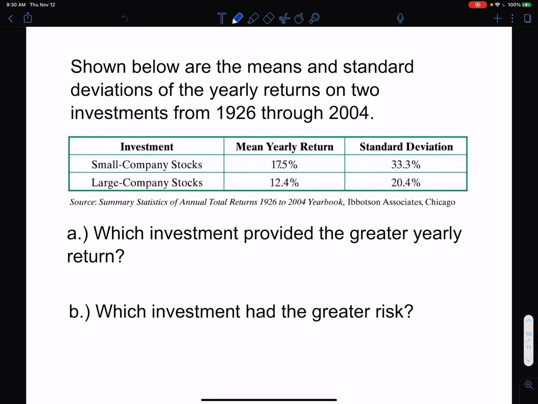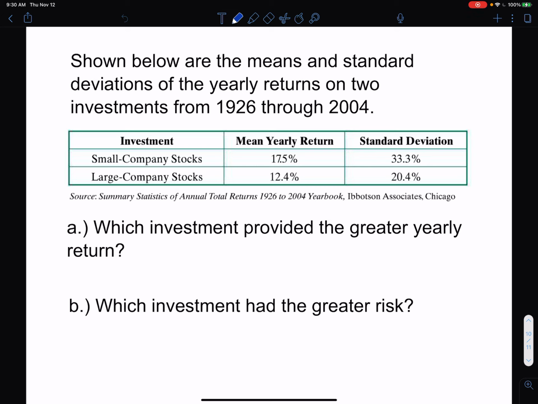So if we look at this example, they tell us that shown below are the means and standard deviations of the yearly returns on 2 investments from 1926 through 2004. We can see that investment in small company stocks gave us a mean yearly return of 17.5%, and a standard deviation of 33.3%. We can see that large company stocks had a mean yearly return of 12.4% and a standard deviation of 20.4%.